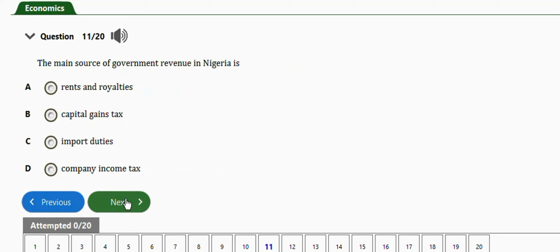Next question says the main source of government revenue in Nigeria is rents and royalties, capital gain tax, import duties, company income tax. The right answer is option D, company income tax.